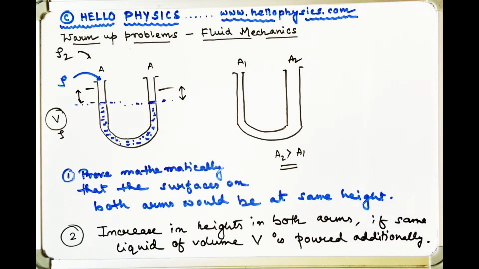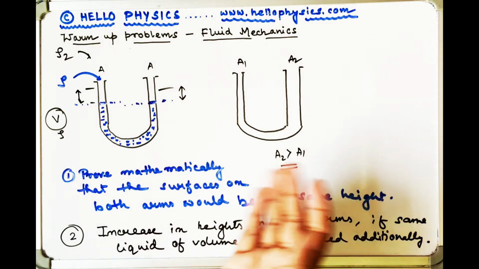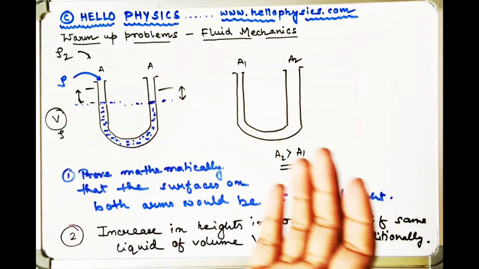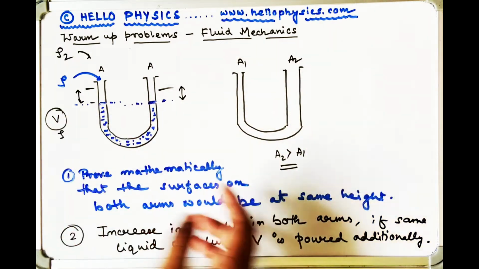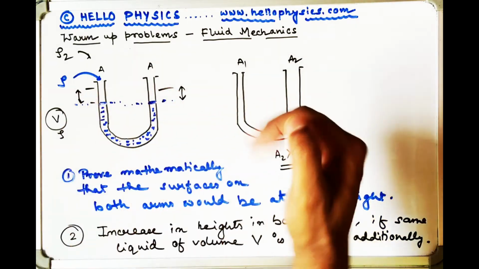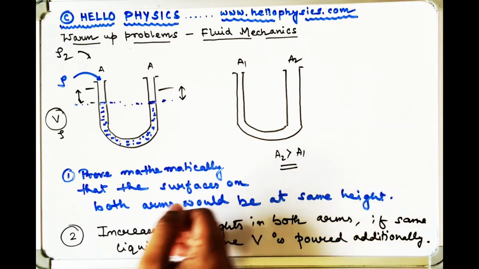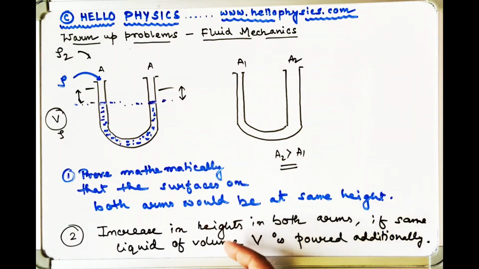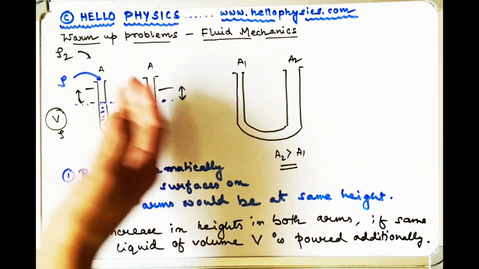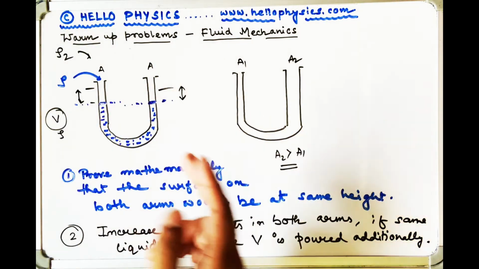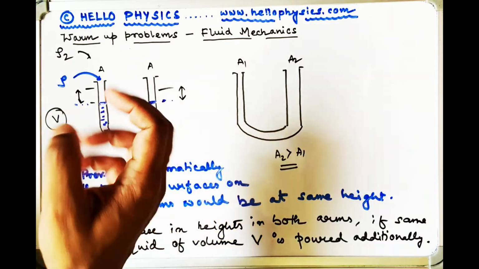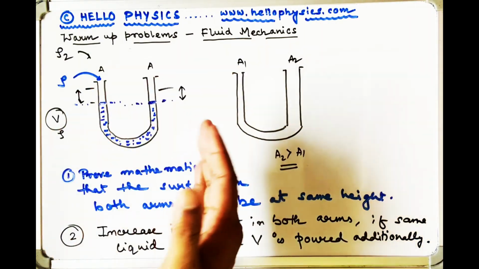Okay, I hope you understand why I am saying additional, because initially you had poured some amount of liquid which had settled down. You have proved mathematically that the surface of the liquid on both the arms is at the same level. Then you decide to pour some more liquid which has volume V, density rho. Okay, you have poured additional volume V. You have to find out what is the increase in height in both the arms. Try it out. I hope you would be able to solve it.